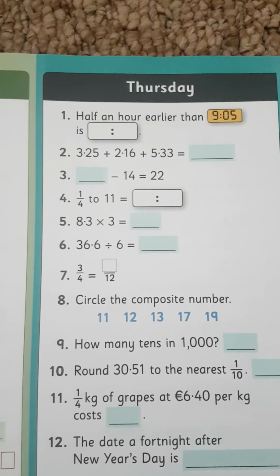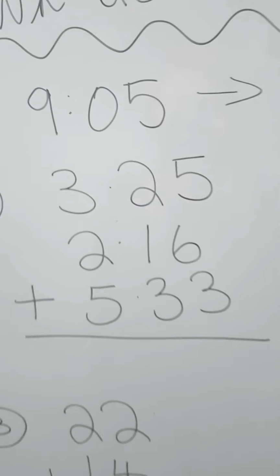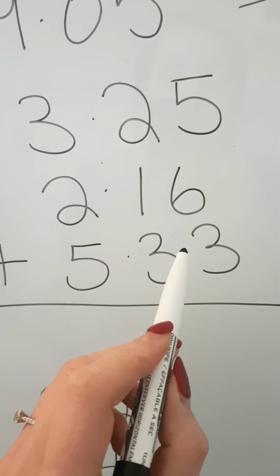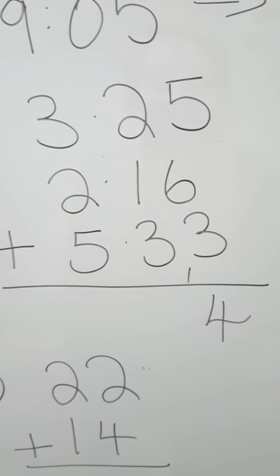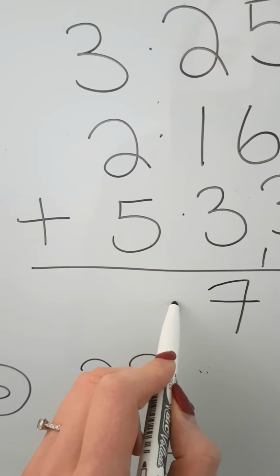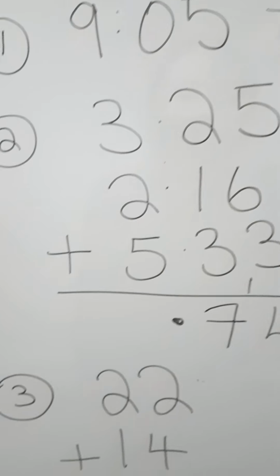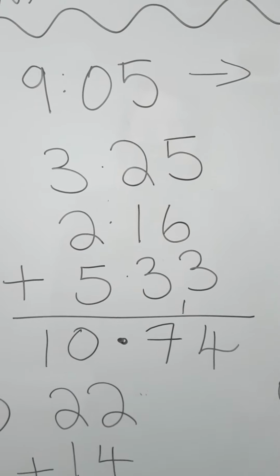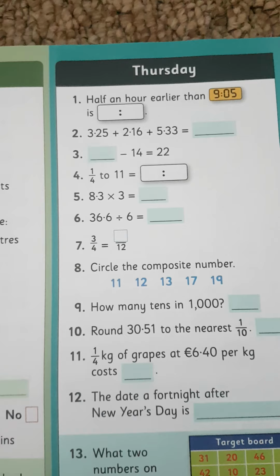So question 2 then is an adding sum, but it's with decimals, so be careful when you're writing it out. Make sure all the decimals line up. So you've got 5 and 6 is 11, plus 3 is 14, so put down your 4 and carry your 1. 2 and 1 is 3, and 3 and 3 is 6, and don't forget to add on that 1 to make it 7, and then I'm going to put down my decimal. 3 and 2 is 5, and another 5 is 10, so I can just write down my 10 here. So it's 10.74.